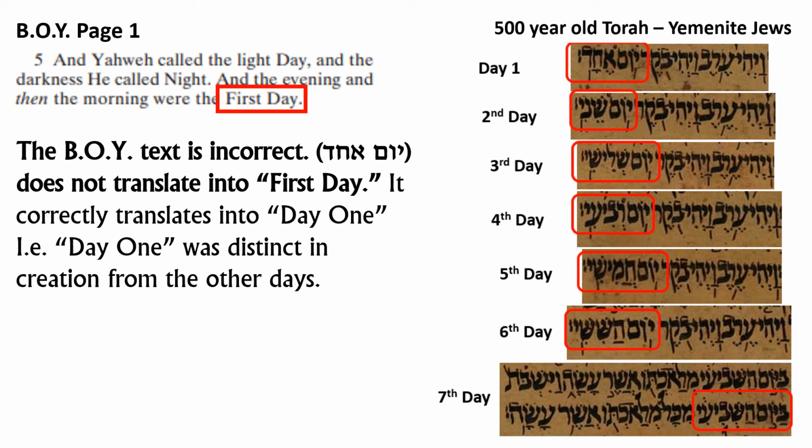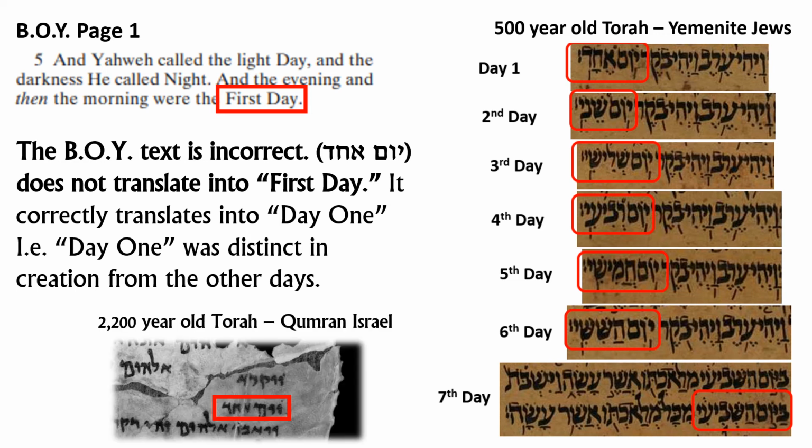And the BOY, of course, translates this incorrectly because it isn't first day, it's day one. So this is an incorrect translation, which would mean they're not an accurate translation. And this can even be found in the Dead Sea Scrolls. So you see there at the bottom where it says Yom Echad, which means day one.